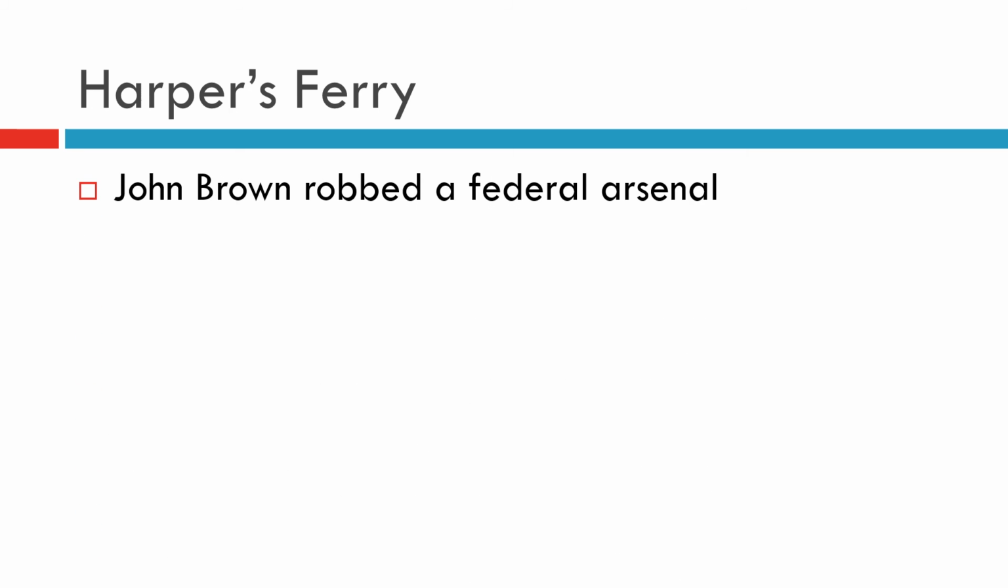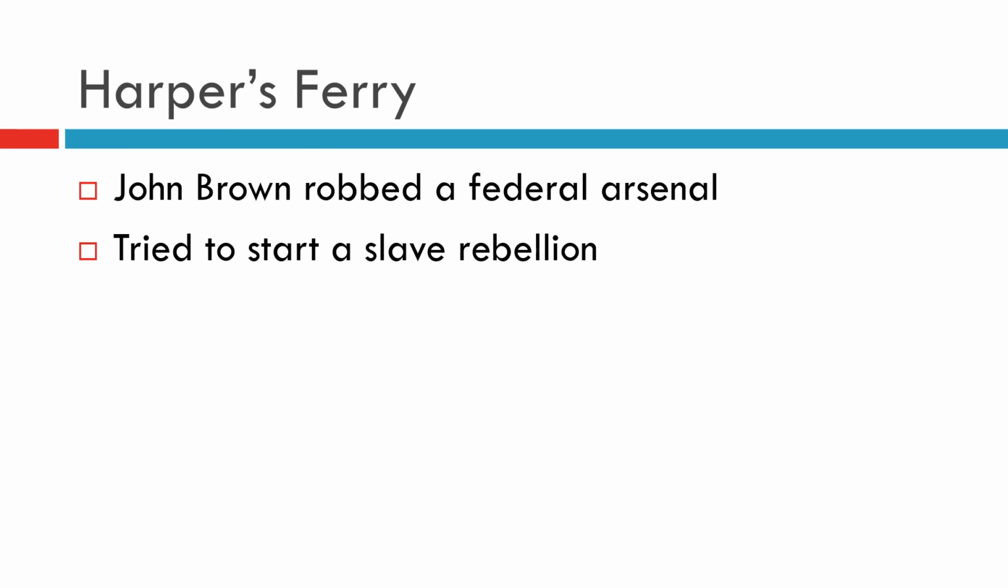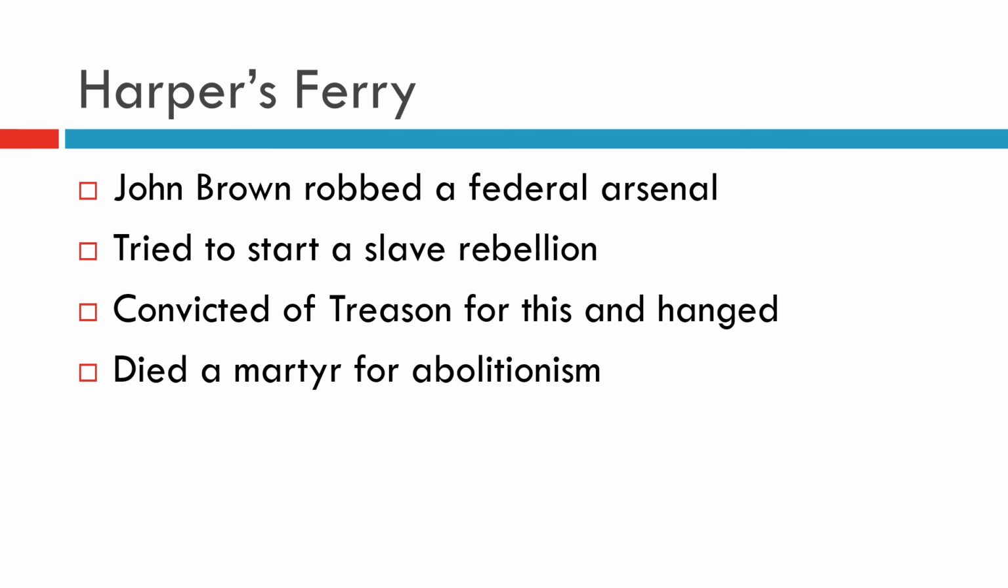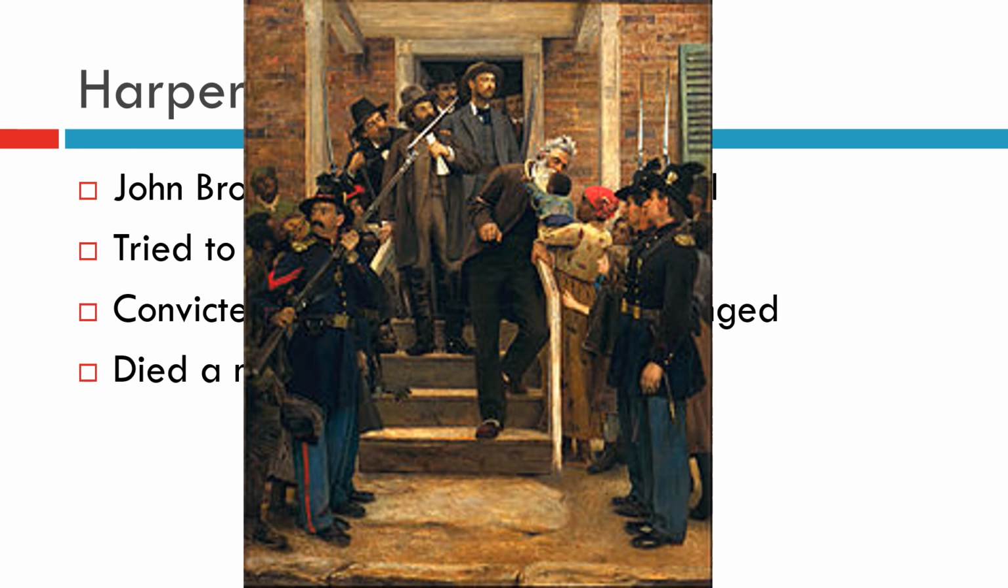Back to John Brown. I mentioned this a few slides ago, but he did try to start a slave rebellion in the South. He robbed a federal arsenal in Harper's Ferry, Virginia, and had hoped to arm those slaves. He's caught and convicted of treason for doing this, and he's hanged. And he will die a martyr for the cause of abolitionism. And here's a painting depicting John Brown walking from the courthouse to the gallows. We're going to talk about this in class as to what the message is or why the artist chose to present John Brown like this.